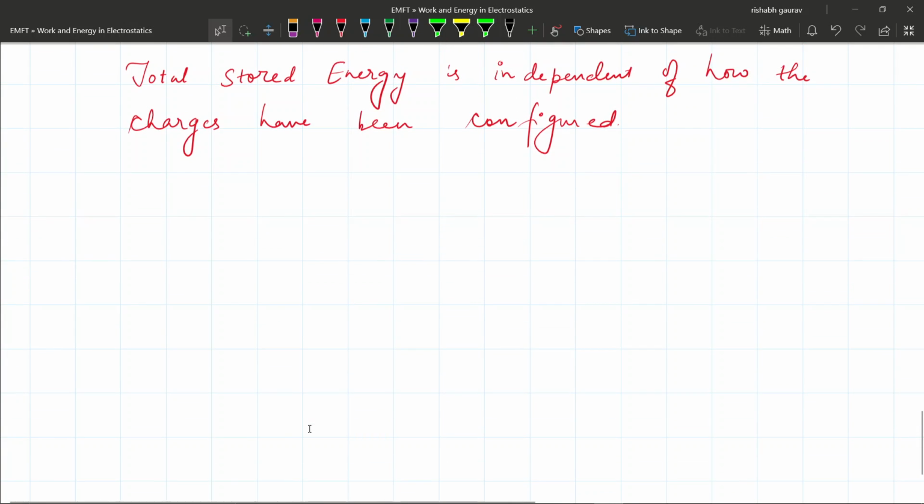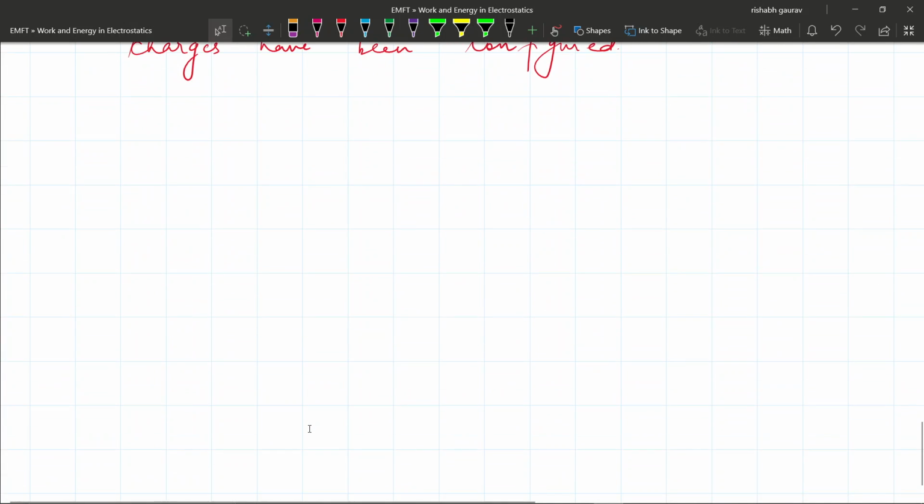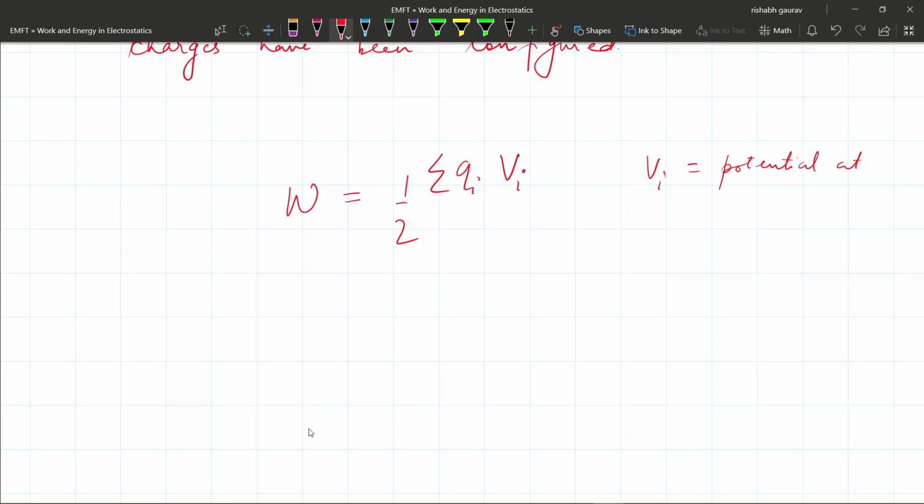Now this equation is for n point charge distribution: W equals half summation qi Vi. Vi stands for the potential at the ith point in space.